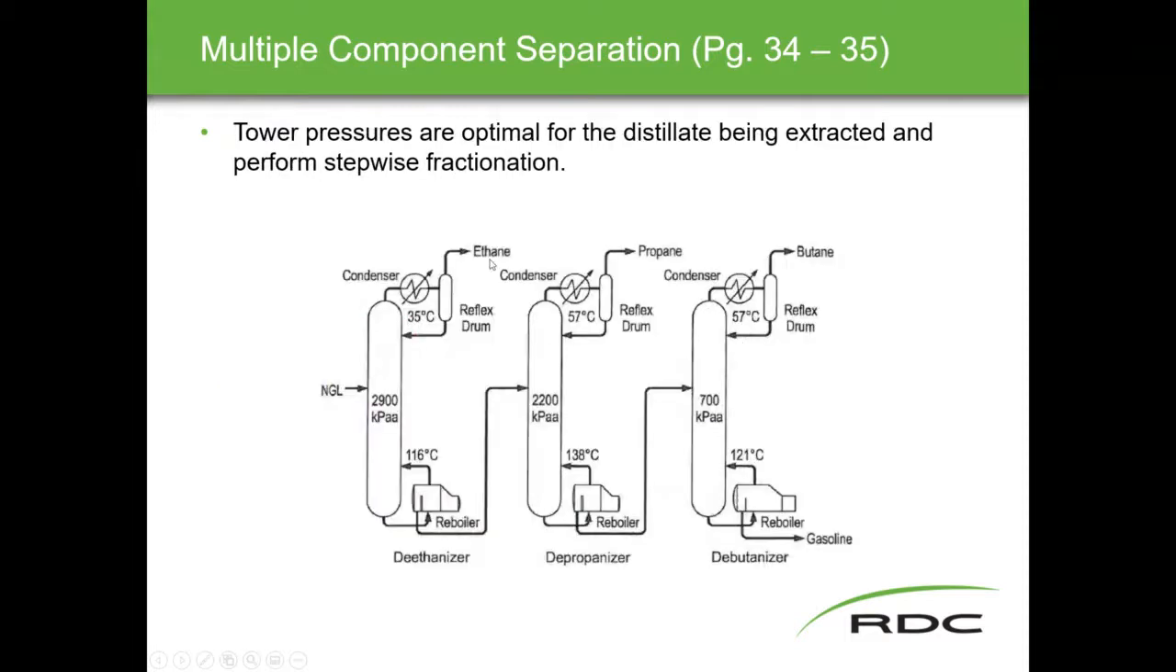What happens here? Multiple component separation using different stages. So here we have different stages where we're taking the gases, in this case, liquid natural gas, and at different stages and different pressures and different temperatures, as you see here, using a reboiler, taking some of the product off every time as one type of product, feeding the bottoms into the next stage. We can now get even lighter components out of a sample.